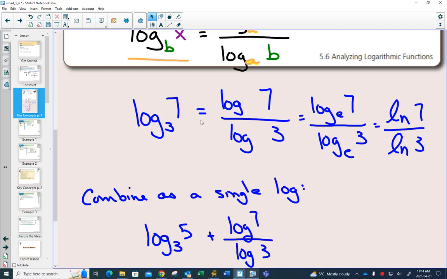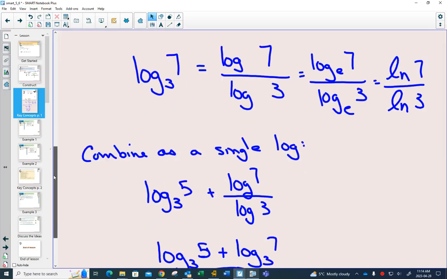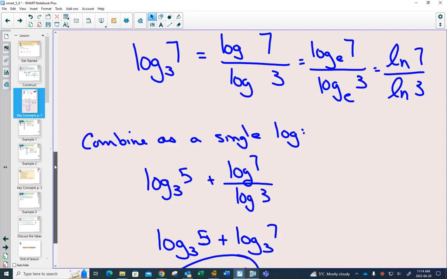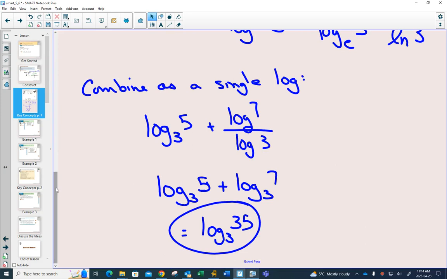So what we could do with this question is we could take that log divided by a log and say, this is my value of b, this is my value of x. I can change it to log base 3 of 7. And then since I'm adding and both of these have the same base, that's a log law for multiply.